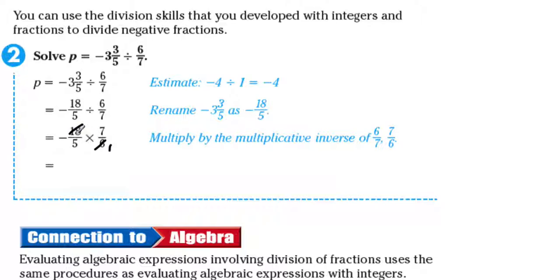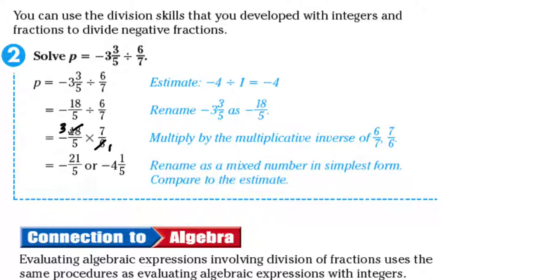6 divided by 6 would be 1. 18 divided by 6 would be 3. So we multiply 3 times 7, which is 21. 5 times 1, which is 5. So we will have negative 21 over 5, okay, and as a mixed number, that will be negative 4 and 1/5, okay? And we compare our answer to the estimate, very close to each other, okay, our answer is reasonable.